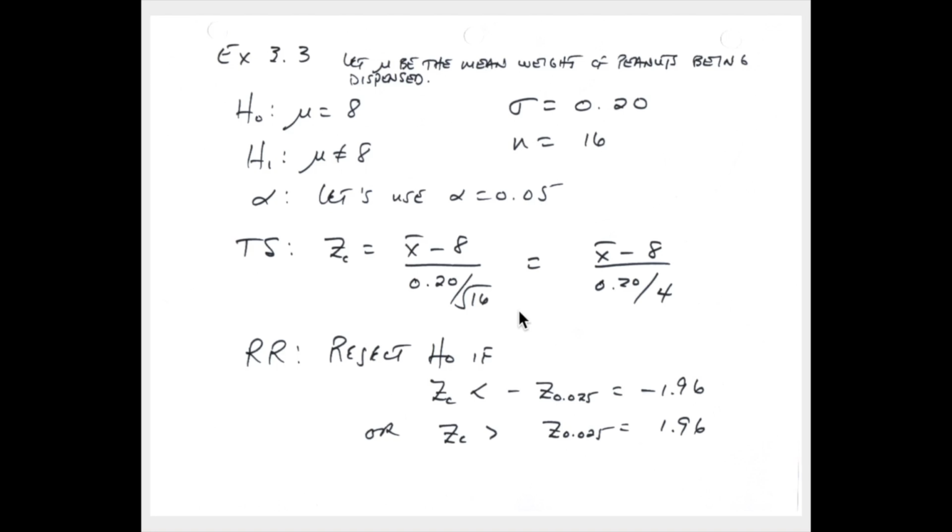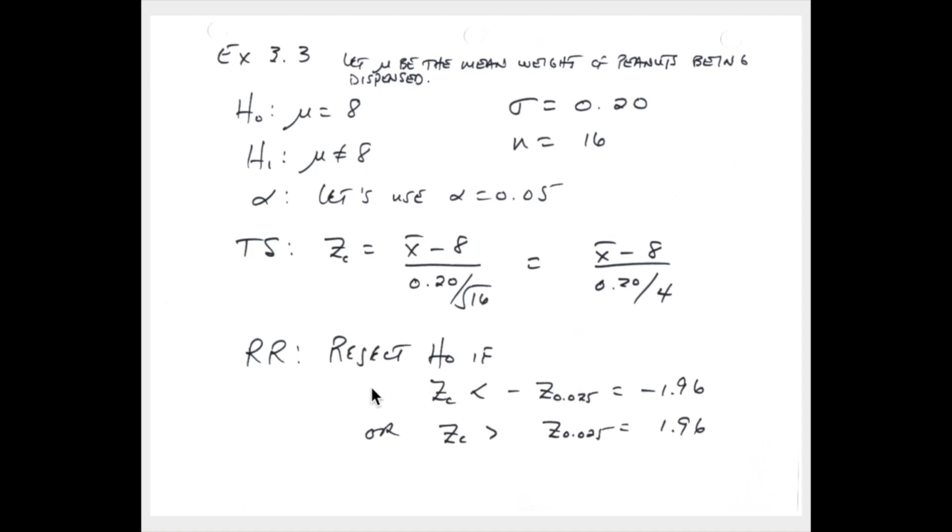Now because we have a two-tailed test, this is hypothesis test A, right? So I'm going to reject for either small values of my test statistic or for large values. And because my significance level is 0.05, the critical point that I'm going to look up is z sub 0.05 over 2, or z sub 0.025. We know that this z value is 1.96, and so the negative of that would be negative 1.96.